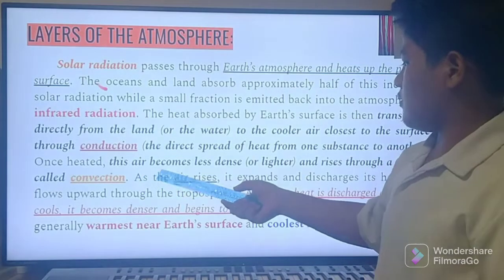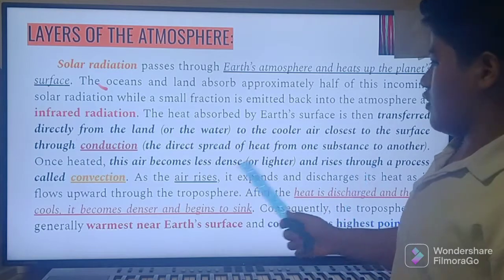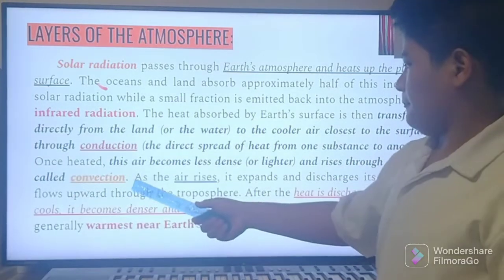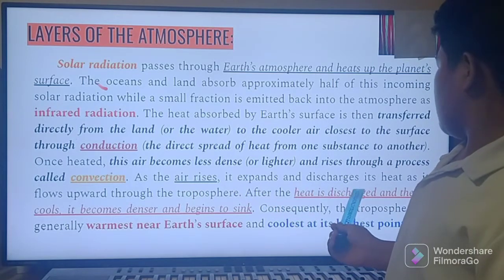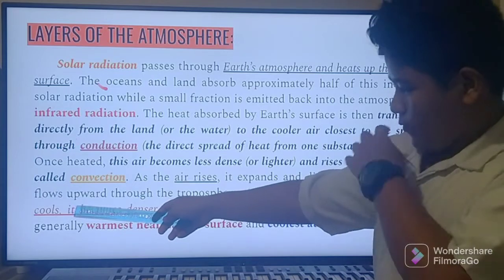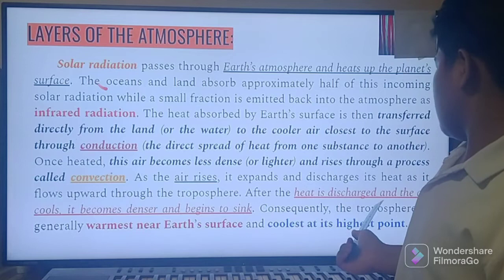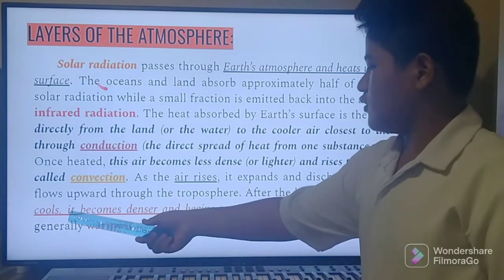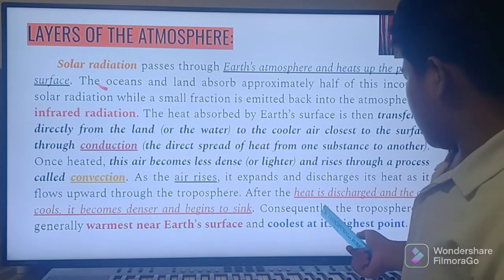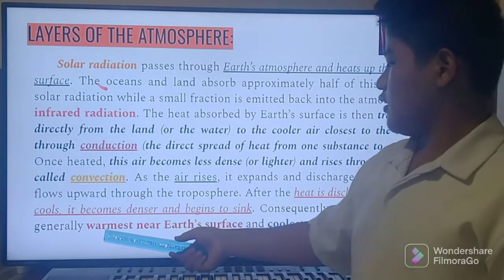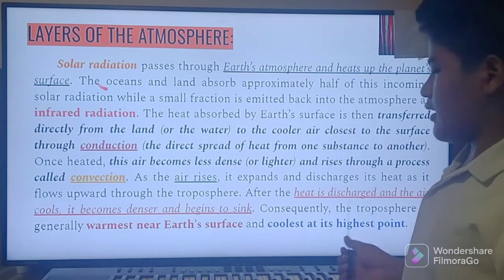Once heated, this air becomes less dense or lighter and rises through a process called convection. As the air rises, it expands and discharges its heat as it flows upward through the troposphere. After the heat is discharged and the air cools, it becomes denser and begins to sink. Consequently, the troposphere is generally warmest near Earth's surface and coolest at its highest point.